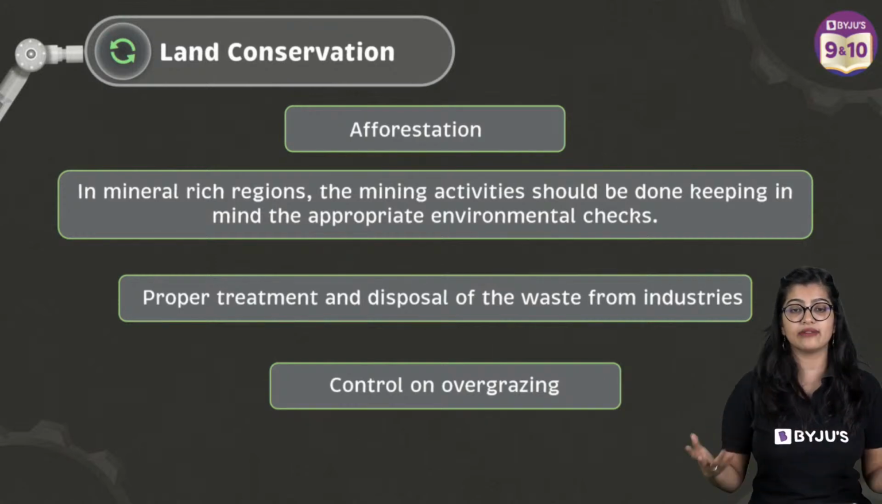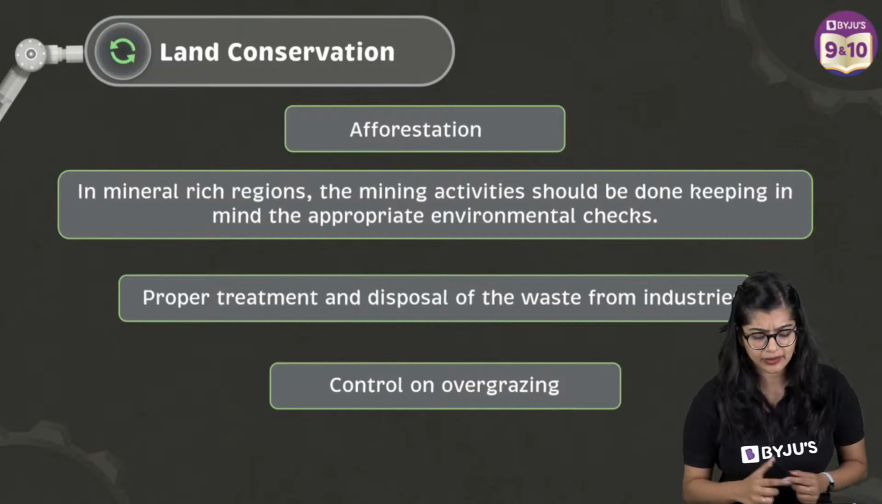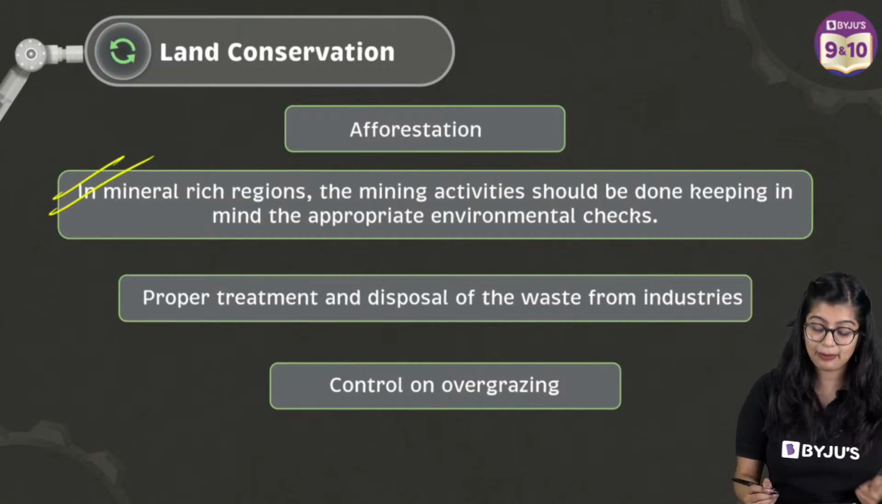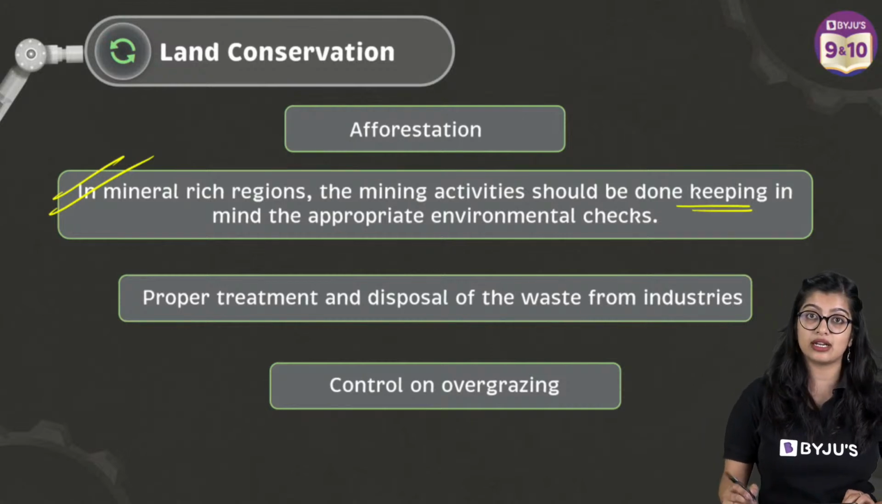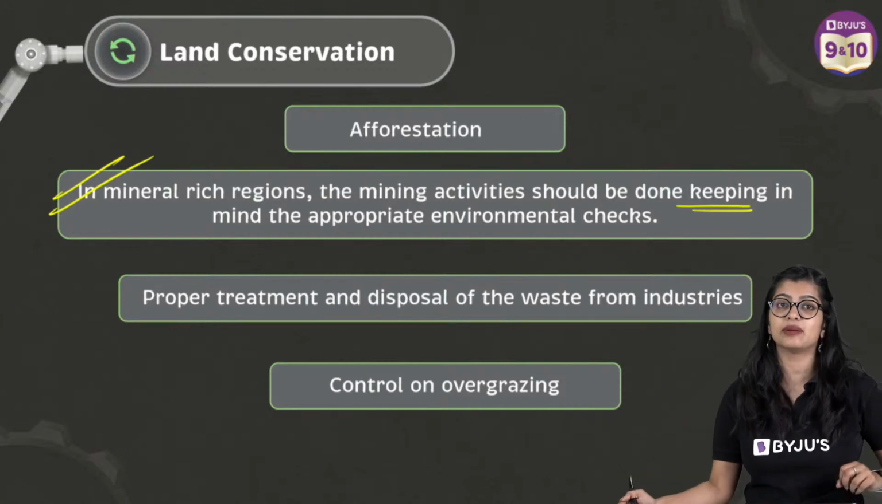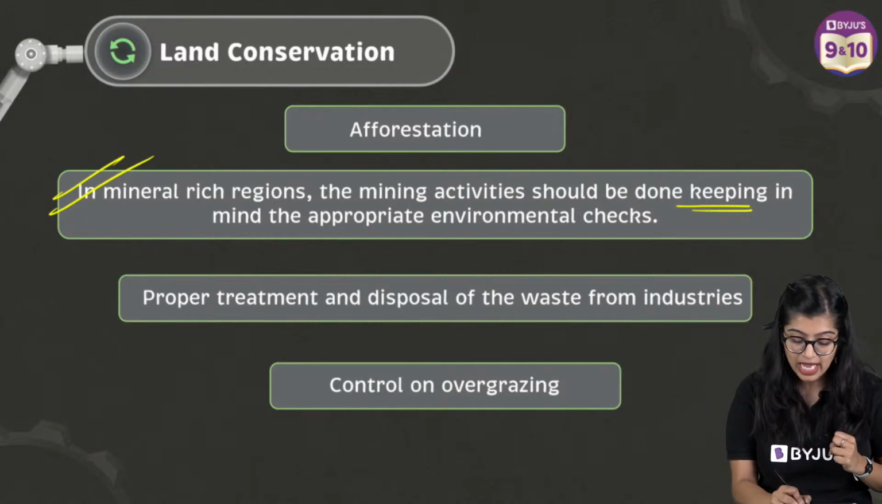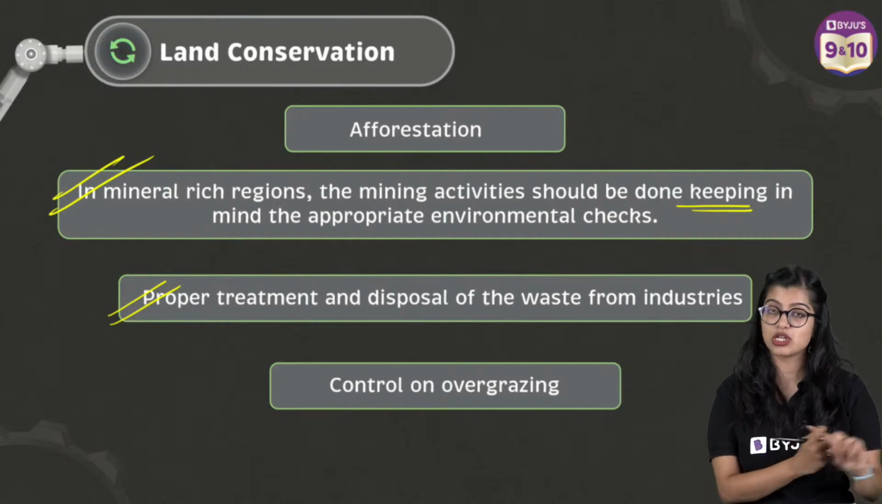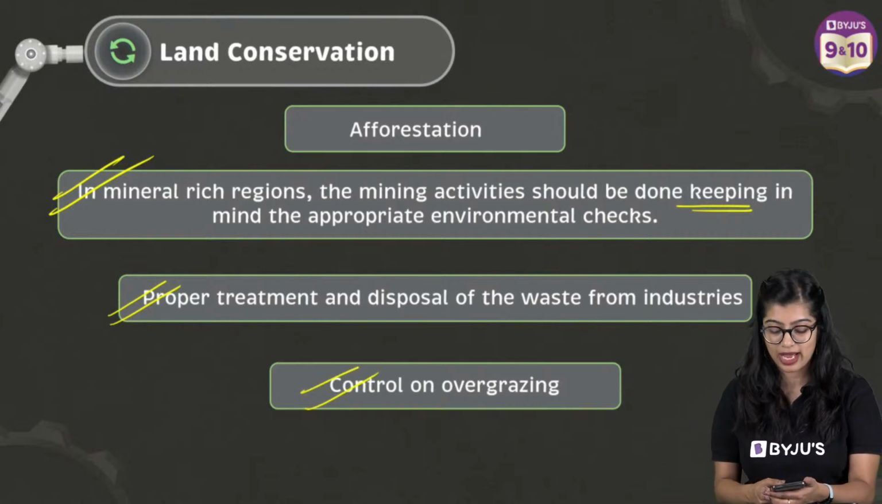So how can we go about increasing the quality of land? How can I make it better? First and foremost, wherever mining takes place, important checks need to be done. A lot of environmental permissions need to be taken so that we don't over excavate or degrade the quality. And of course there must be proper disposal of waste, and we need to make sure that we control overgrazing as well.